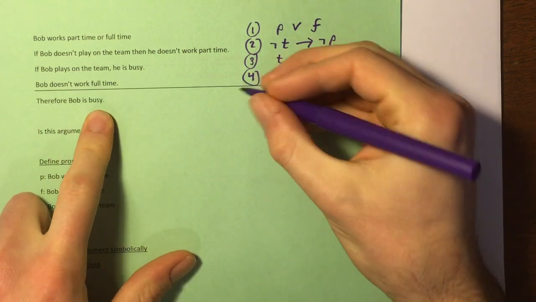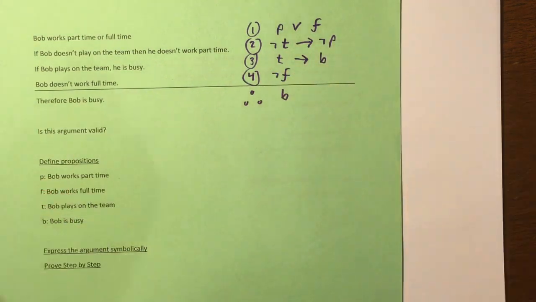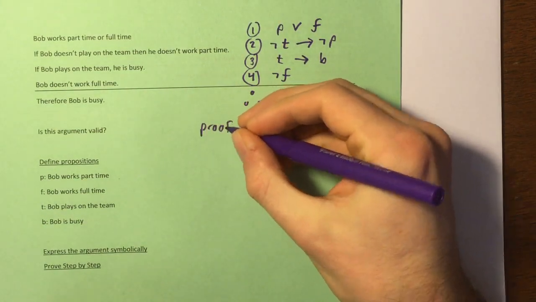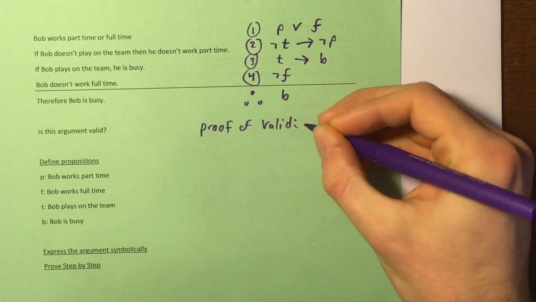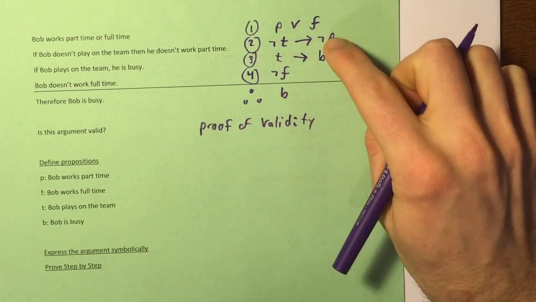Therefore, Bob is busy. So we'll conclude this here with therefore B. All right. Okay, so now proof of validity using rules of inference. We're going to assume all of these premises are true. So we assume 1, 2, 3, and 4.